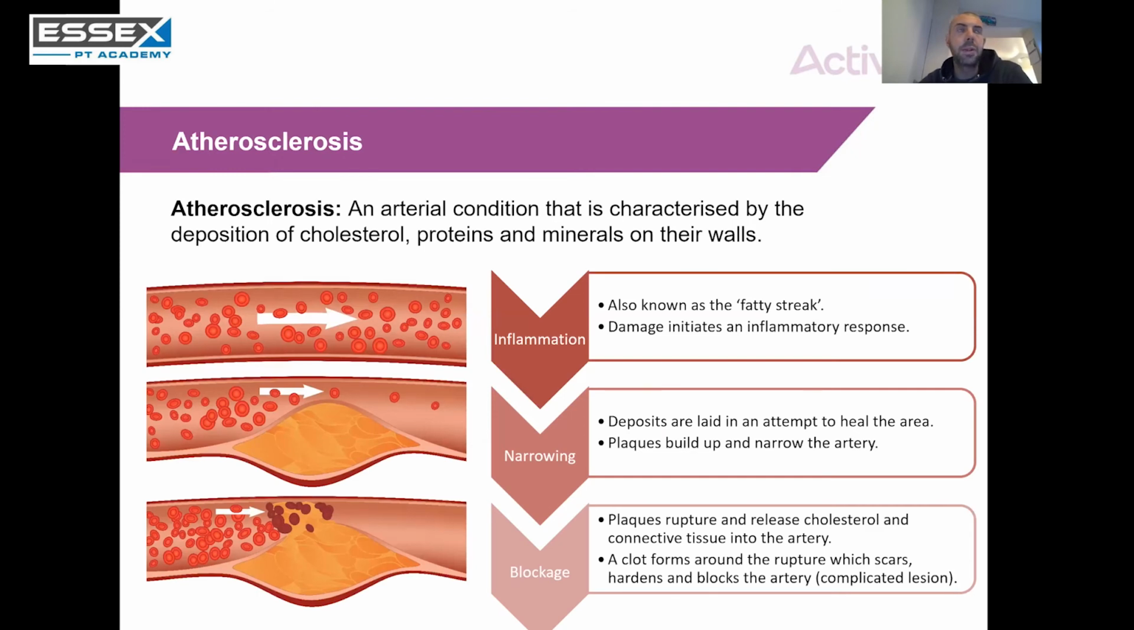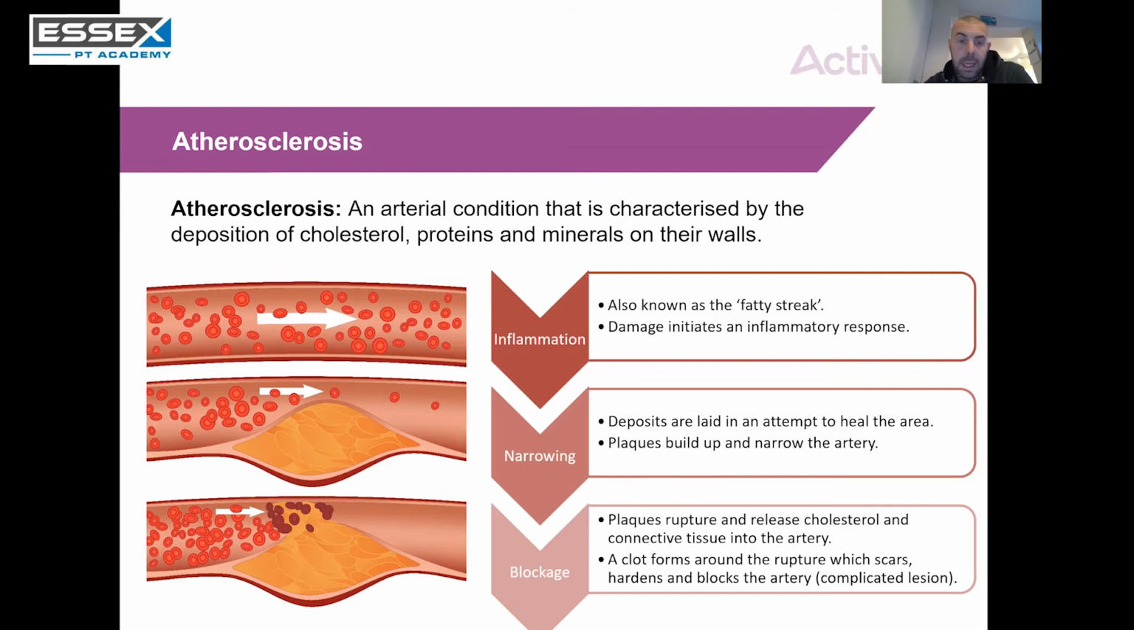So now we're on to arteriosclerosis. This is what you will have heard about when people have increased blood pressure and risk of heart attacks and things like that. It's an arterial condition characterized by the deposition of cholesterol, proteins and minerals on their walls. You can see from the diagram, which nicely illustrates it, you've got your normal artery with blood flow through it, nice and unimpeded, no problems there. The second diagram down is where you're starting to get a build-up of cholesterol, proteins and minerals on the wall, which is narrowing the blood supply.